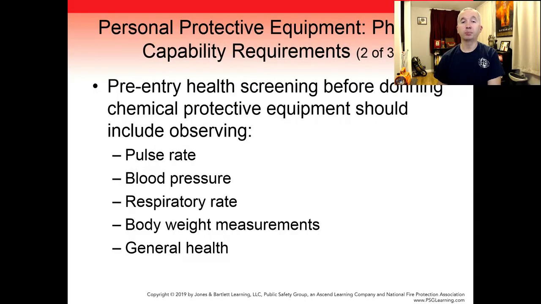Responders should undergo pre-entry health screenings prior to donning any level of chemical protective equipment. The screening should include pulse rate, blood pressure, respiratory rate, body weight, and measurements, and general health should be observed. If the responder presents with an abnormal reading, he or she may be excluded from wearing PPE or even participating in the mitigation phase of the incident.